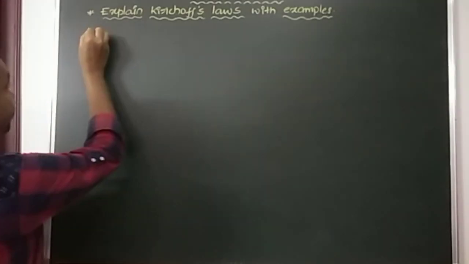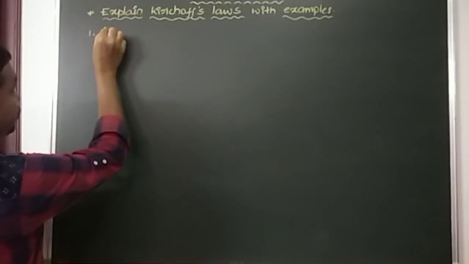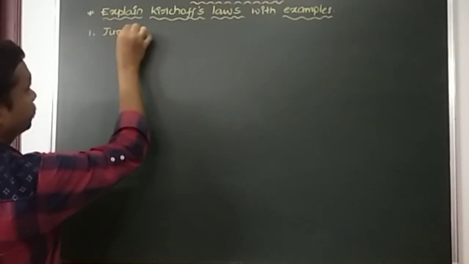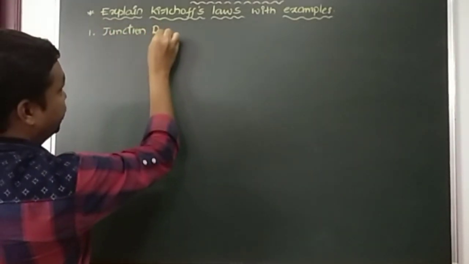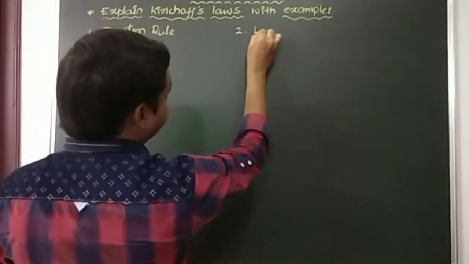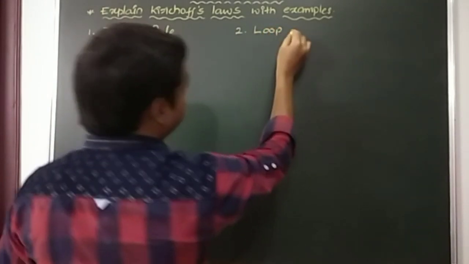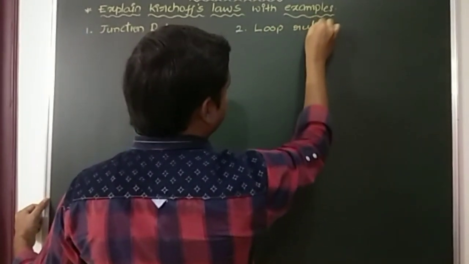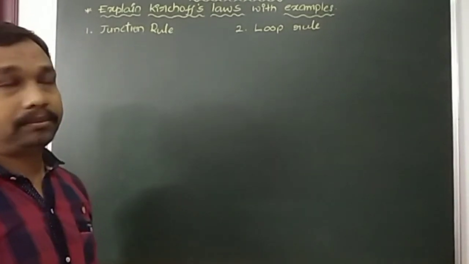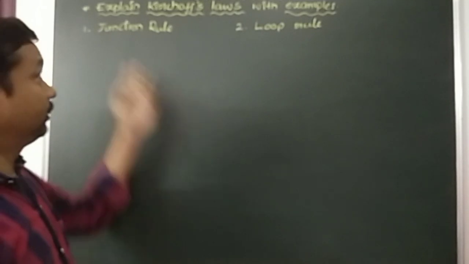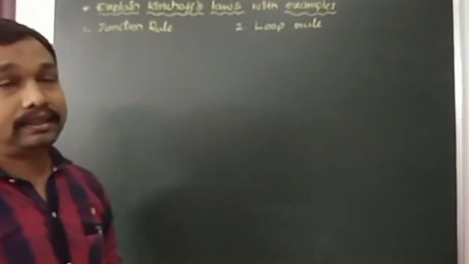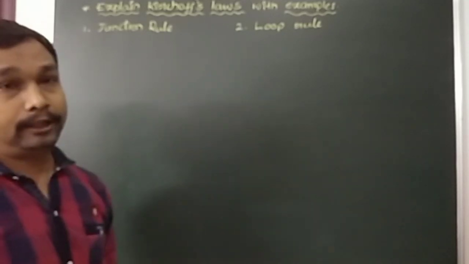One is junction rule and second one is loop rule. Okay, here we have two rules given by Kirchhoff. One is junction and second one is loop rule. First let us discuss junction rule, later we will discuss loop rule.